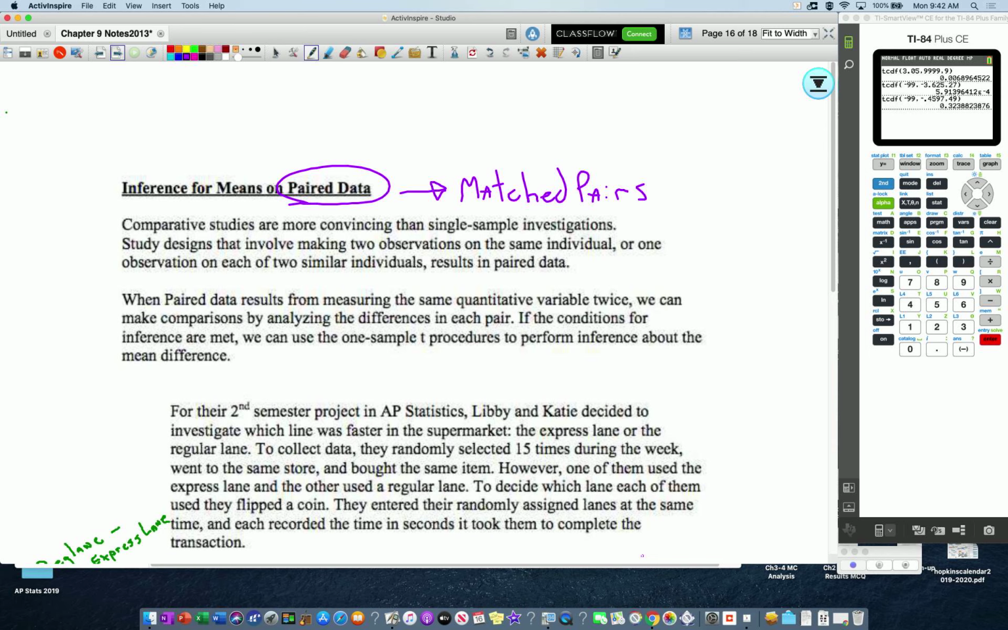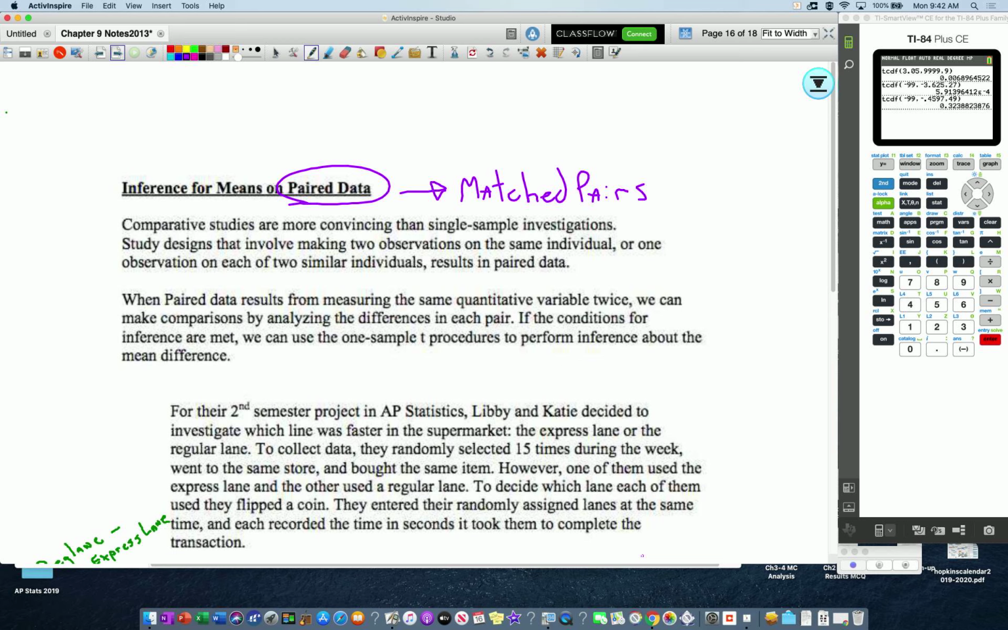So to give you an example where you might see something that is matched pairs, let's take a look at this very last problem. It says, for their second semester project in AP Stats, Libby and Katie decide to investigate which line was faster at the supermarket, the express lane or the regular lane. To collect data, they randomly select 15 times during the week, went to the same store, bought the same item. However, one of them used the express lane and the other used the regular lane. To decide which lane each of them used, they flipped a coin. They entered their randomly assigned lanes at the same time, and each recorded the time in seconds it took them to complete the transaction.